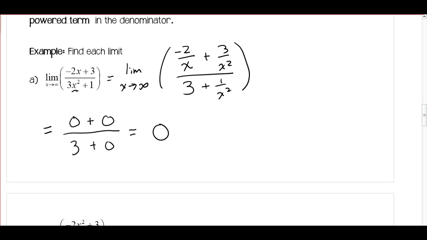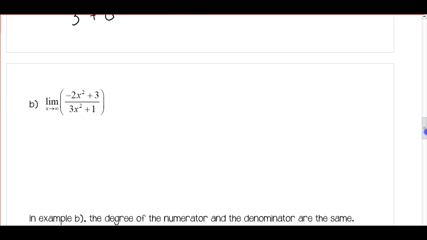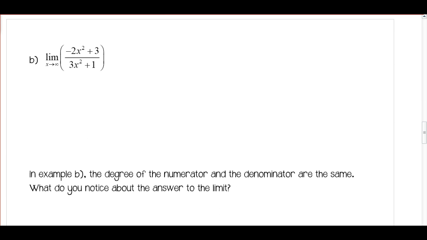So example B, if you want to go ahead and pause the video and give it a try on your own, feel free. Otherwise, I'm going to work through it. So again, I'm going to divide everything by x squared. So we have a very similar problem.